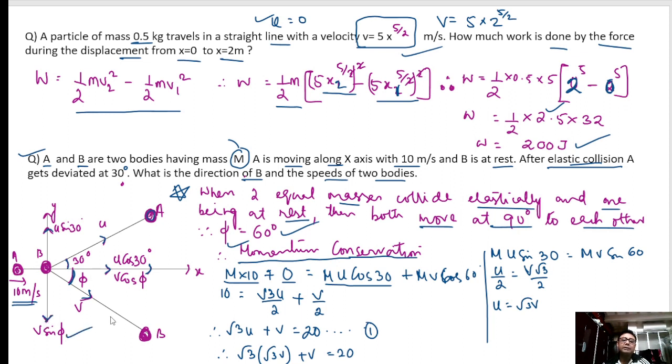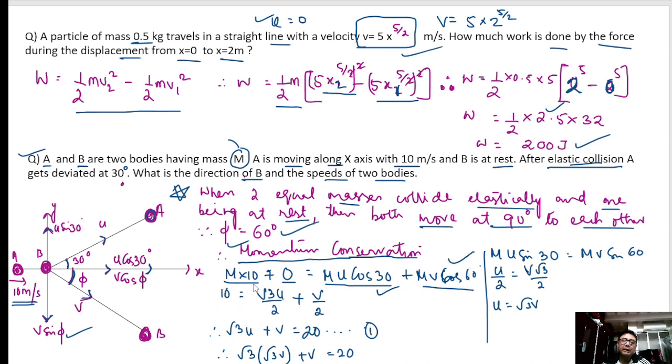Already we know the phi. So it will be mu cos 30 plus mv cos 60. For the body B it will be mv cos 60. This is the horizontal component.